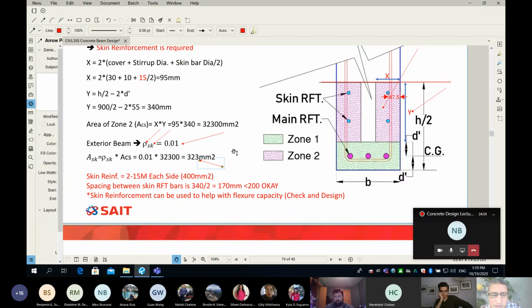So you can see it's 323 millimeters squared of rebar. And this will turn into 2 15M on each side, because a 15M is 200 millimeters squared of steel. So 2 15M is 400, which is more than 323. It means we're okay. Now the last check is the spacing.